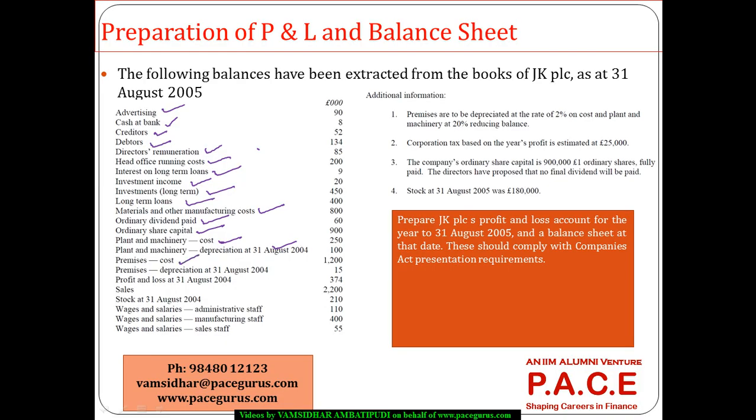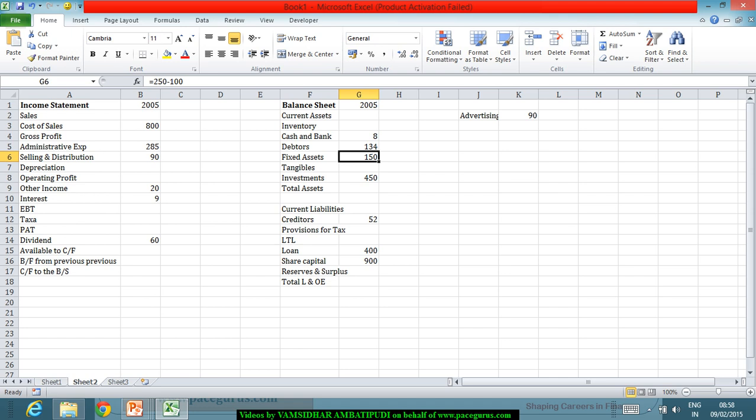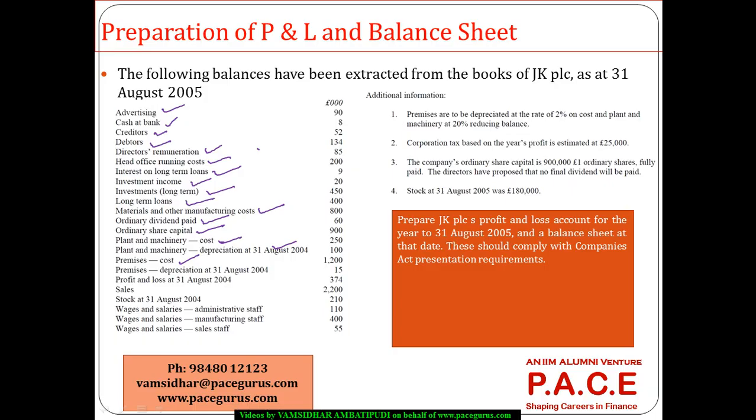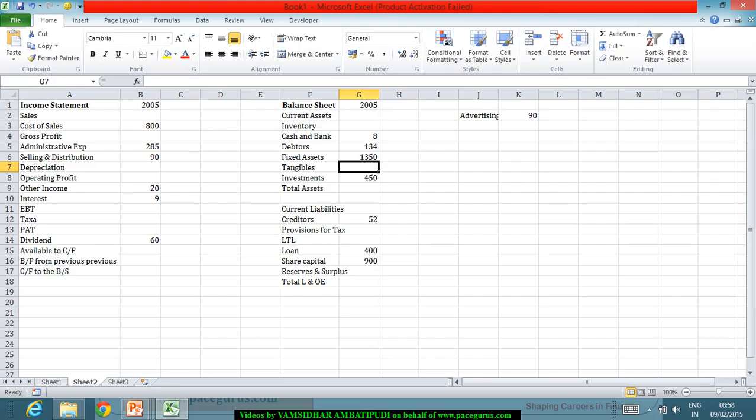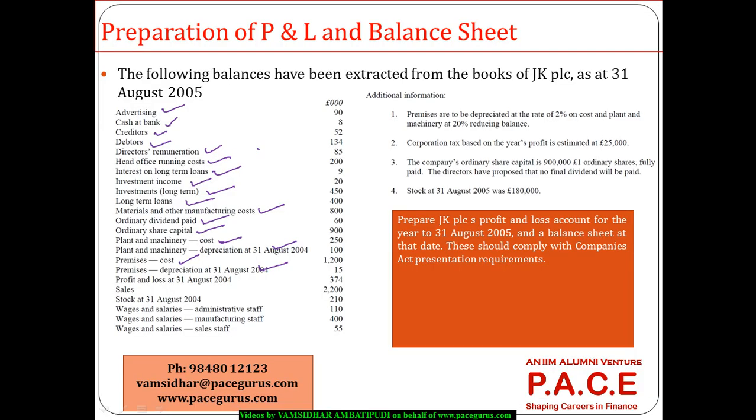Similarly, premises, the cost is 1200 for the premises. Okay, so here also that is also a part of the fixed asset. The premises is going out to 1200. You can very well detail out each of these calculations at a separate space. So 1200 is the premises cost there, and the depreciation on the premises till date is 15. So the depreciation of 15 has to be taken out. So the current cost is 1335.